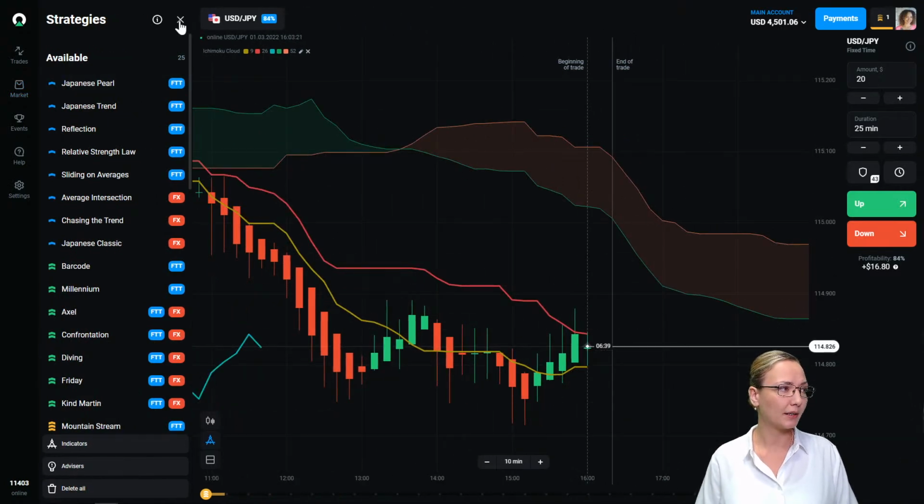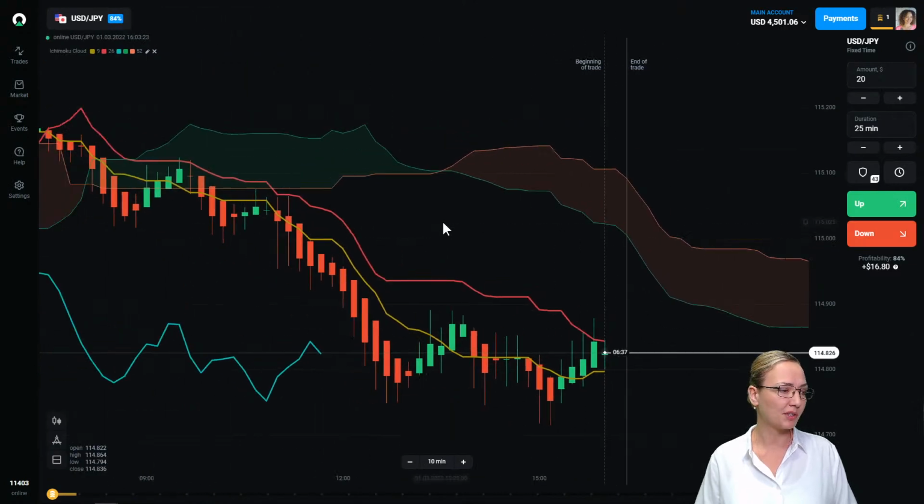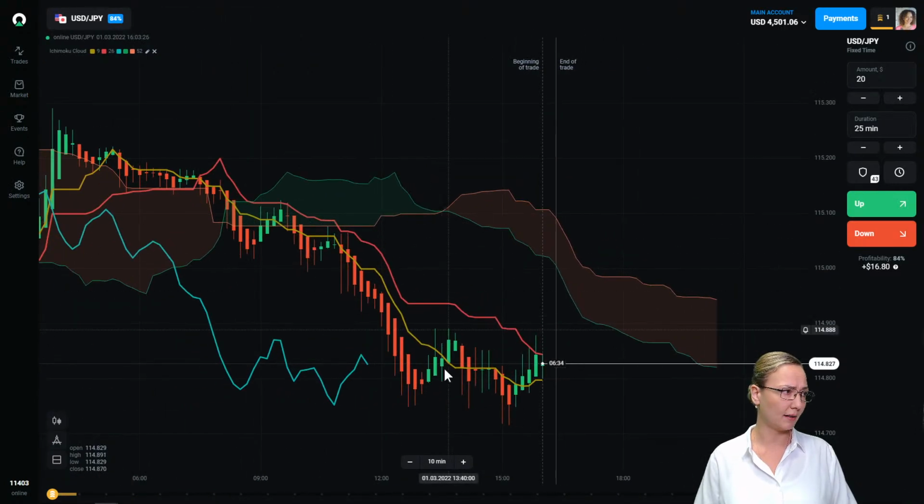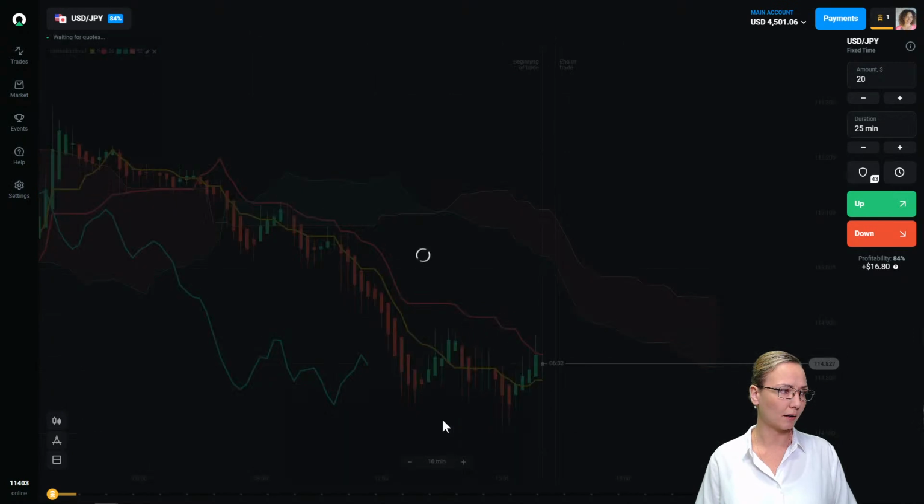So we have applied the Japanese Pearl strategy. And as you can see right now, what changed is we have the Ichimoku Cloud and, of course, the Heikin-Ashi chart type.